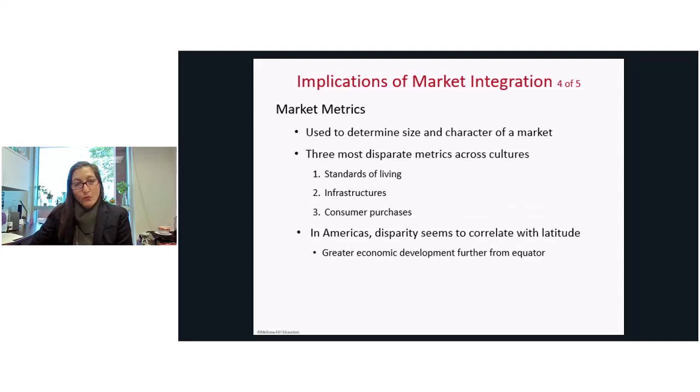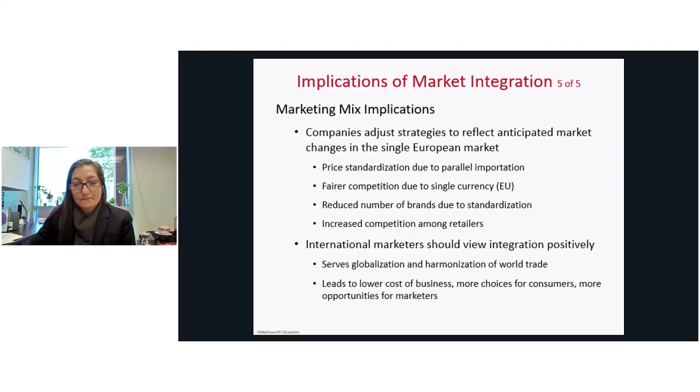All right. When we're considering market metrics, we use these metrics to determine size and character of the market. The three most disparate metrics across cultures are standards of living, infrastructures, and consumer purchasing. In the Americas, for example, this disparity seems to correlate with latitude. And what that means is that there's greater economic development the further you are away from the equator.